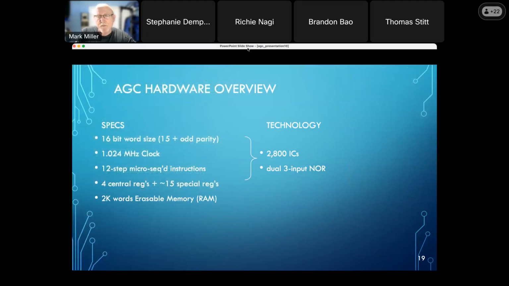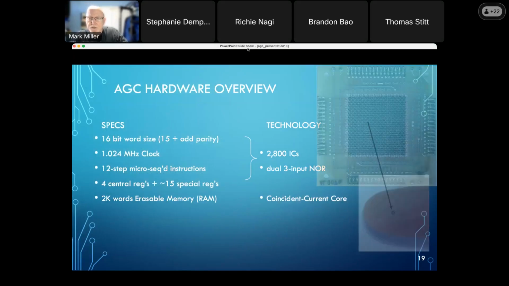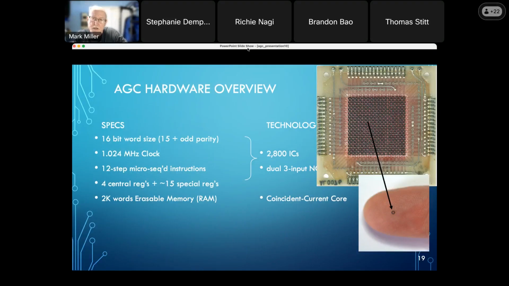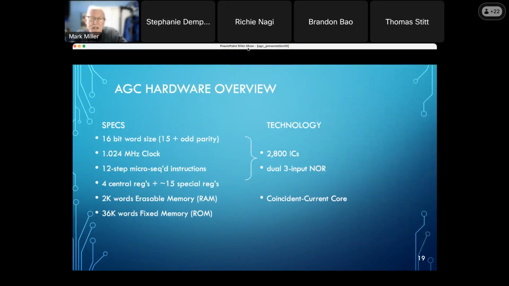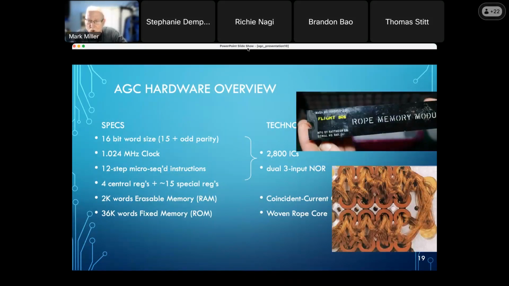So for the memory, there were 2K words of erasable memory. This was implemented using coincident current core, which was a very common memory technology of that era. What's really fascinating about this machine is they had 36K words of fixed memory. This was also implemented using cores, but it's woven rope core. And the way that works is you have an array of donuts, magnets, and you weave a wire through a core for a logical 0 or around that core for a logical 1. So you can literally knit a bunch of 0s and 1s into an array of cores.